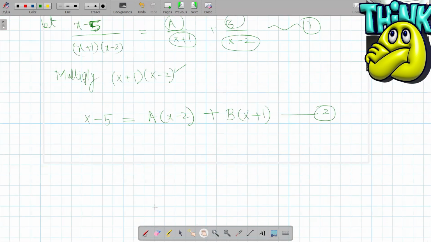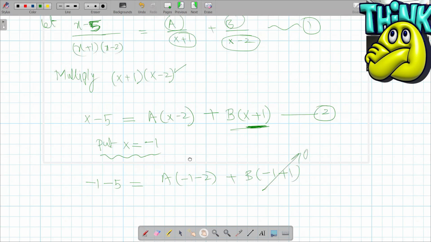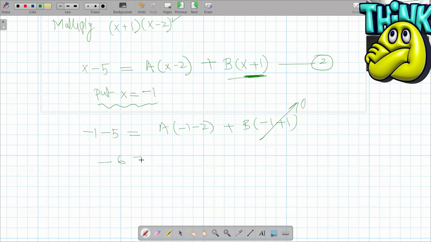Now, from equation 2, if you want to find A, you need to put the value of x equal to negative 1. If we put x equal to negative 1, what will happen? This bracket will be cancelled out, and the second term will become 0, because minus 1 plus 1 will be 0. When we put x equal to minus 1 in equation 2, we have B times minus 1 plus 1, so this term will become 0, and A will be determined from here. Negative 3 equals 3 times A. So A will be equal to 2.